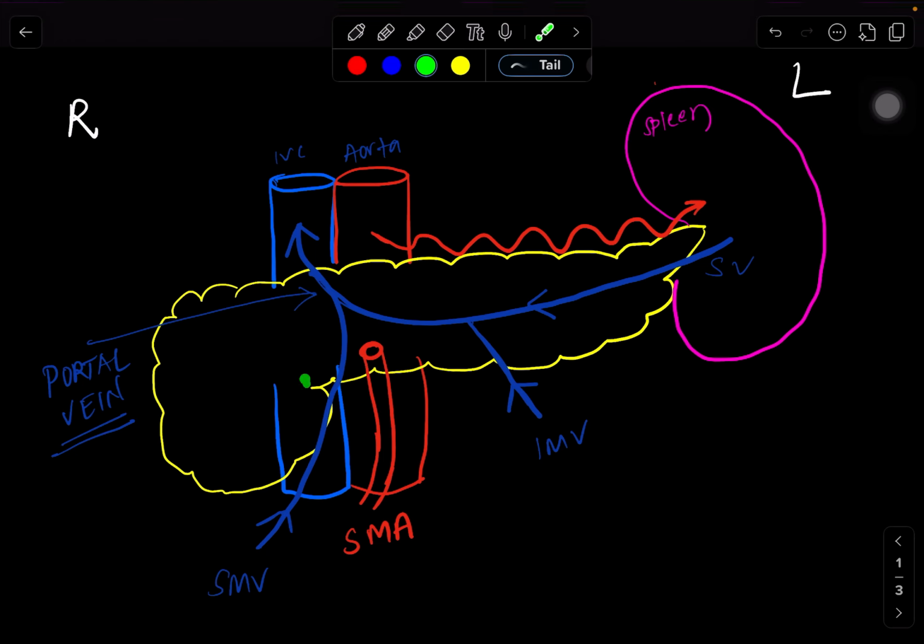Now the neck of the pancreas is a surgical danger zone because here there is the portal vein. The portal vein is a large, thin-walled vessel which is very difficult to control even if the injury is very small because it causes massive hemorrhage. So in this way we can understand how the neck of the pancreas is related to the portal vein, and in surgeries like Whipple's procedure, if it is injured then it causes massive hemorrhage.